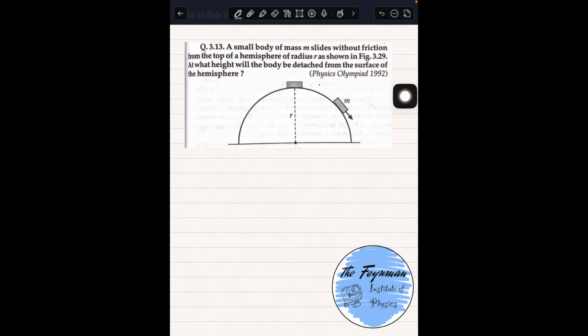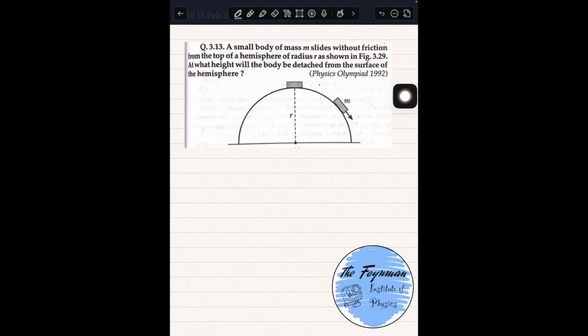I have got a very good numerical problem on physics. It says a small body of mass m slides without friction from the top of a hemisphere of radius r, as shown in the figure. At what height will the body be detached from the surface of the hemisphere?